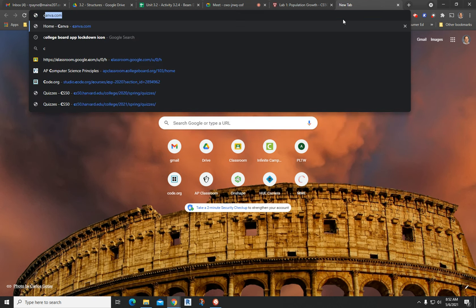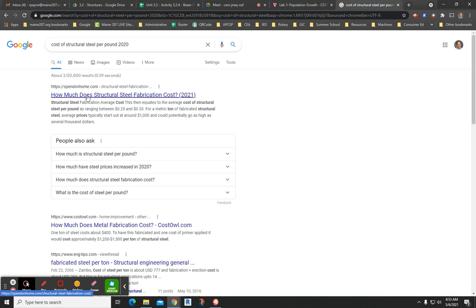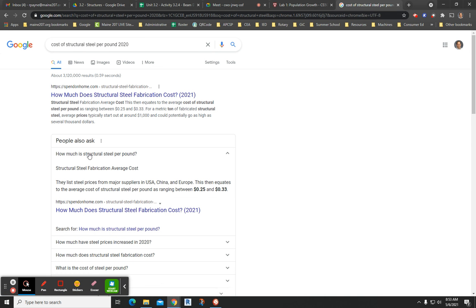And then what's the cost of structural steel per pound? How much does structural steel cost per pound? Between 25 cents and 33 cents.